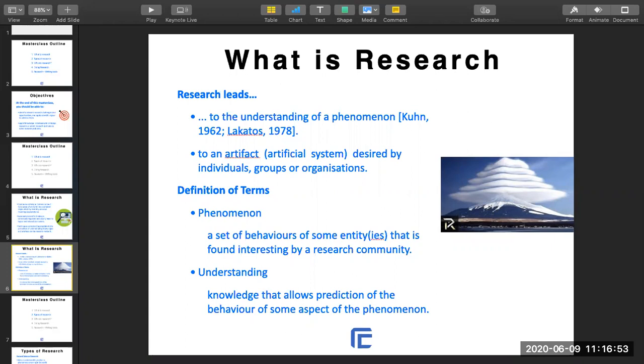So the next thing we want to look at is an understanding. What is an understanding? It is knowledge that allows prediction of a behavior around a phenomenon. So if you remember, during the first 3 weeks of lockdown, the scientific reasoning behind the lockdown is to "flatten the curve."